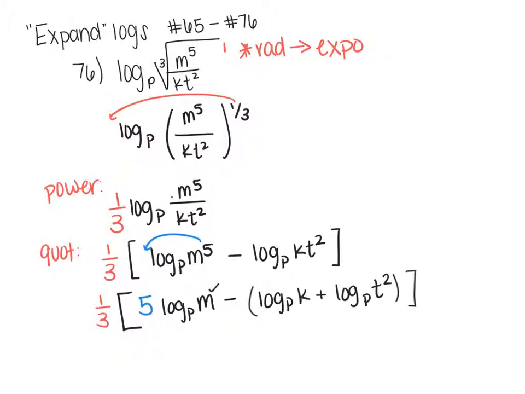Now I go to the next one. Log base p of k. I don't see a power, I don't see a quotient, I don't see a product. Those are my only 3 options. So that one's done. And the next one, log p t squared. I do see a power, so I need to bring that 2 down and then carry everything down.